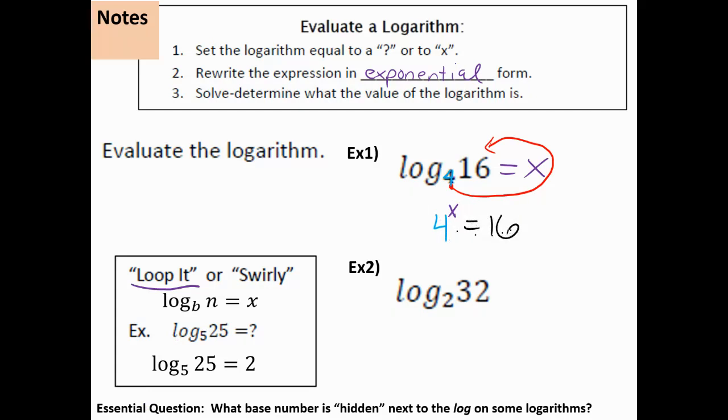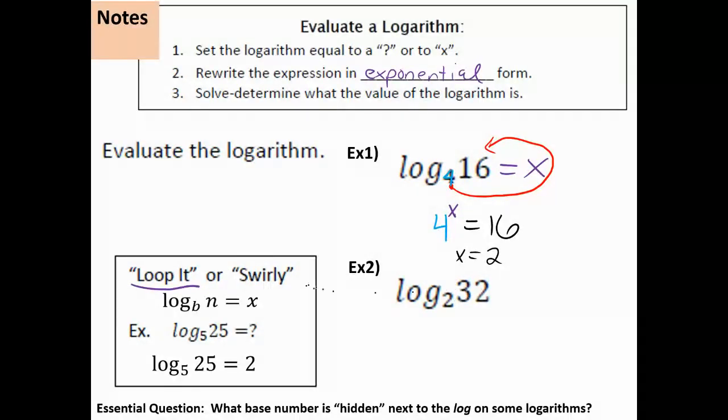And hopefully you just, easy peasy. 4 to what power is 16? You should know 4 to the power 2 is 16. Okay? Or if you can already do this in your head, that's even better. So log base 4 of 16 is just 2.